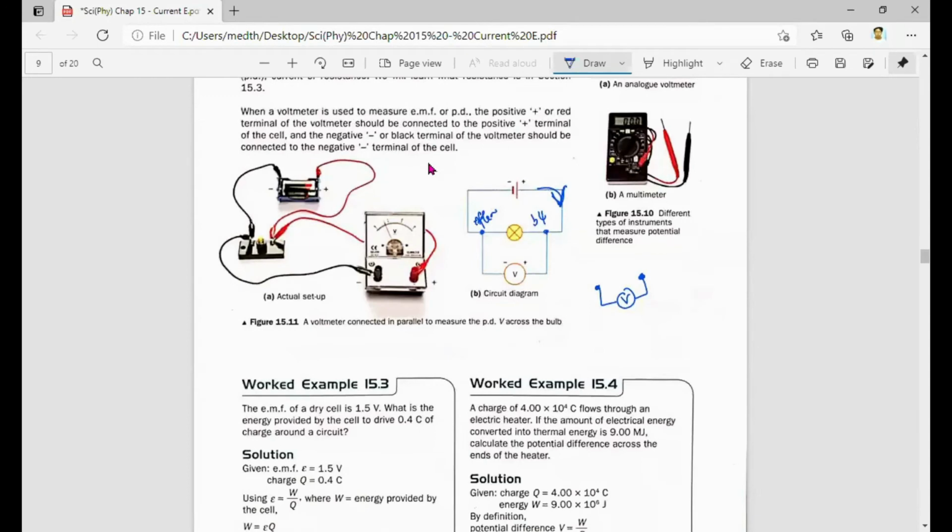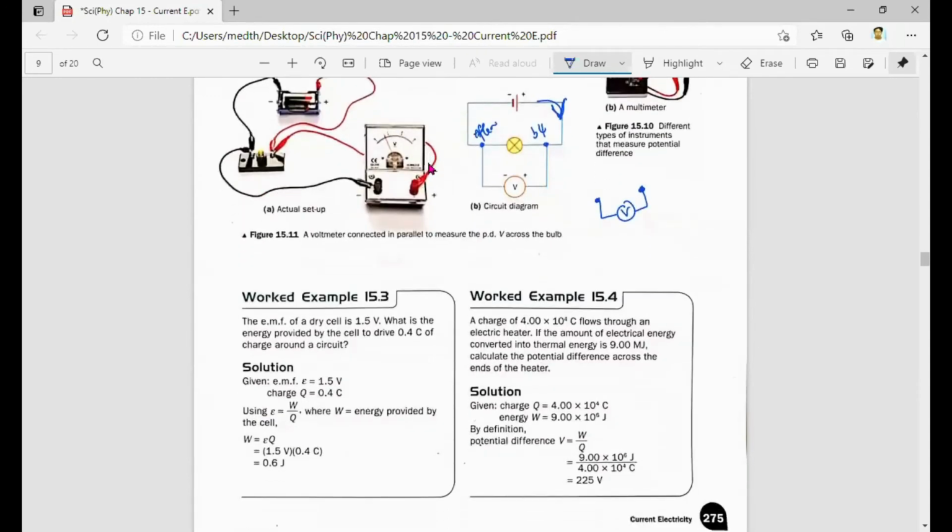Okay, so I think that's about it. Generally, if you look at the worked examples here, once again, it's using the formula V equals to E over Q, or you will see a small epsilon equals EMF equals to E over Q. Both are the same, energy per charge. So this is for EMF, this one is for potential difference. So you realize both formulas are sort of the same.